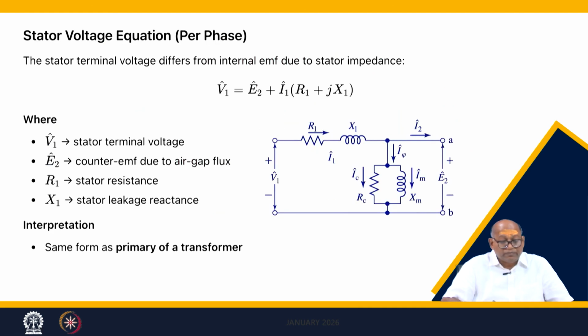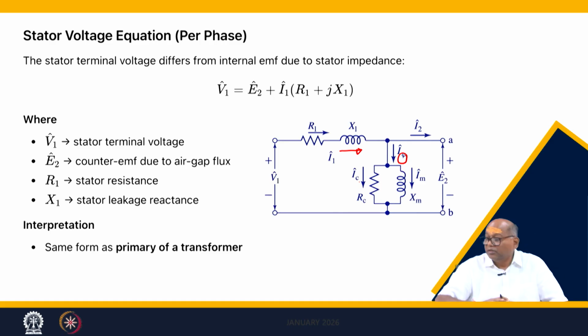So, let us get into the stator voltage equation. What will be the stator voltage equation? There is a current flowing here. This current is due to two components. One is the magnetizing current, which is called I phi. This is again divided into two components: one is the core loss component and the other is the magnetizing branch. This is true because the stator has a magnetic core.